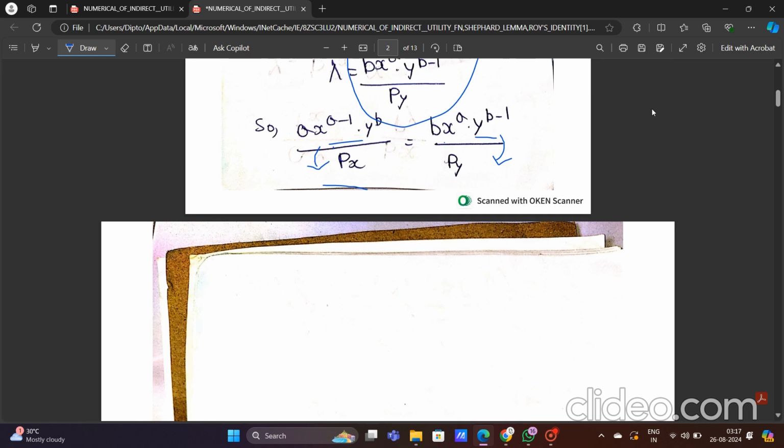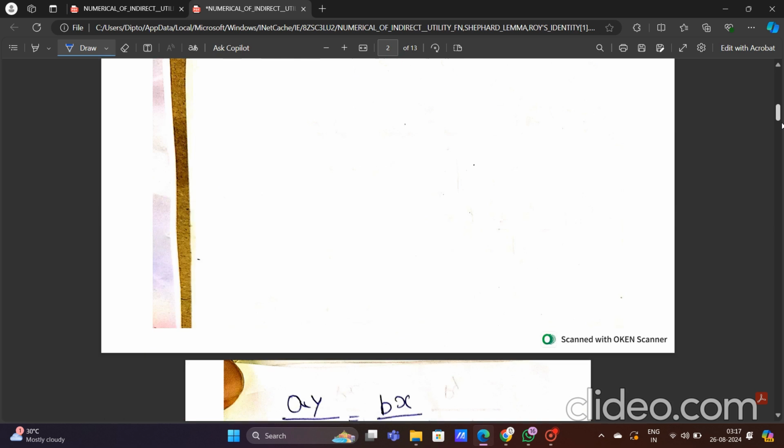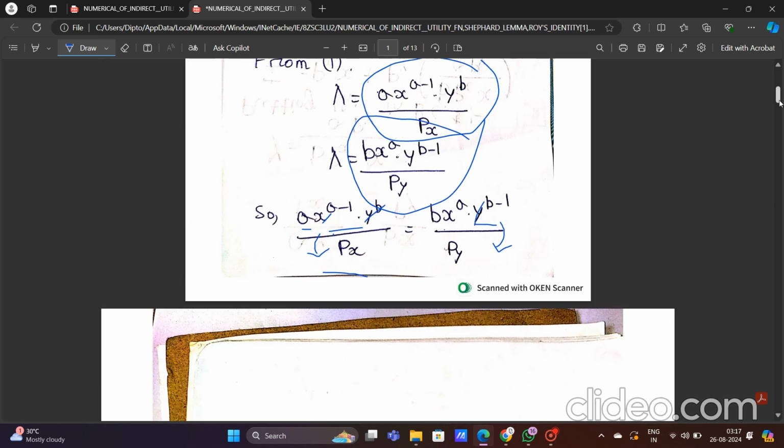Now you may do this calculation. This is a very easy calculation. Here this x to the power a will be cut from both the sides and y to the power b will also be cut from both the sides. So these parts will not remain after the calculation. That's why we are only having a into y by px equals b into x by py.